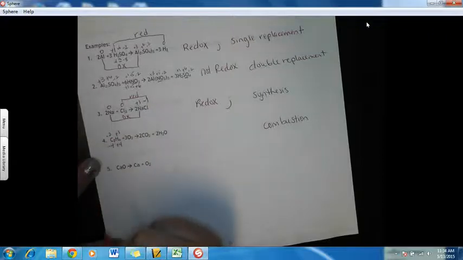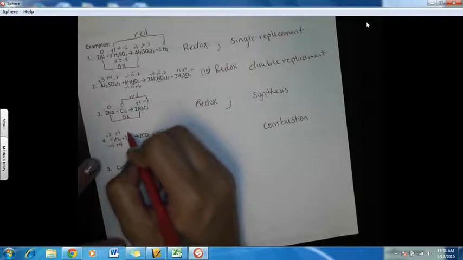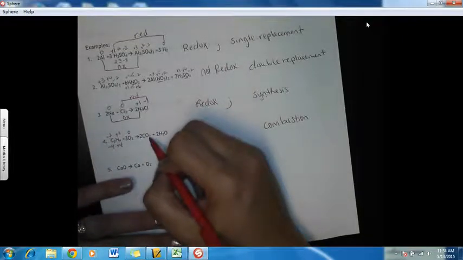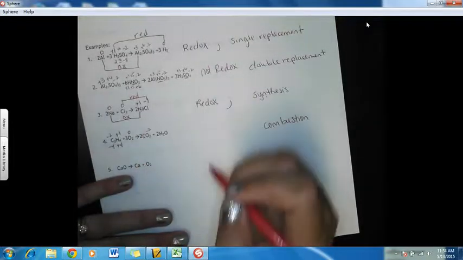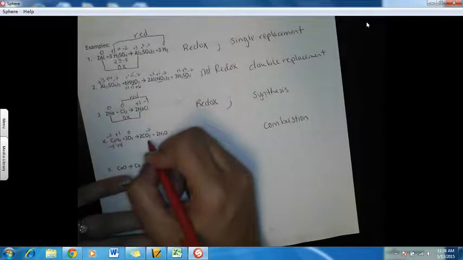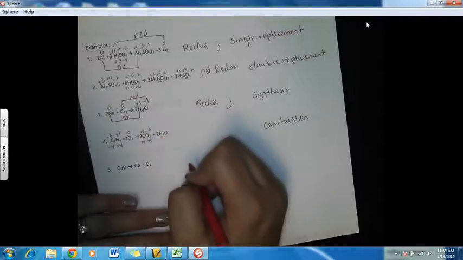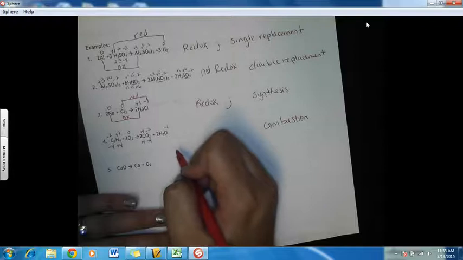Oxygen, that's an element oxygen, so that's 0. So over here, this carbon is in a compound, and so that's minus 2. There's 2 of them, so that makes minus 4. So that carbon is plus 4. Right? Over here, oxygen in the compound, minus 2. This hydrogen in the compound, plus 1.